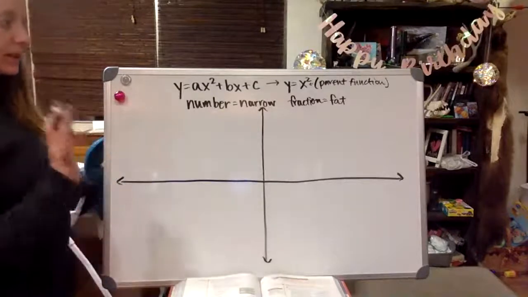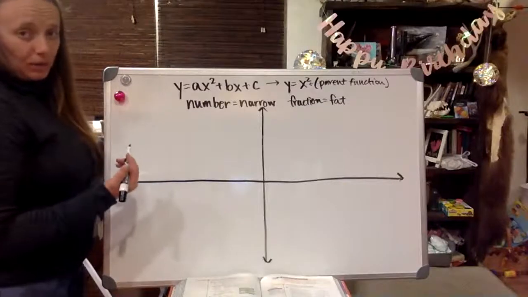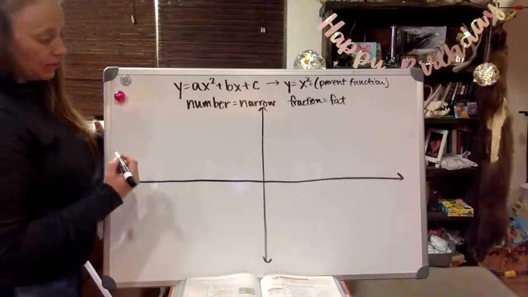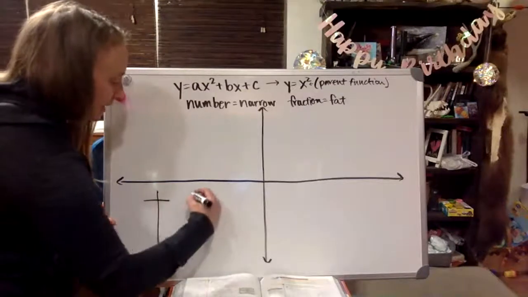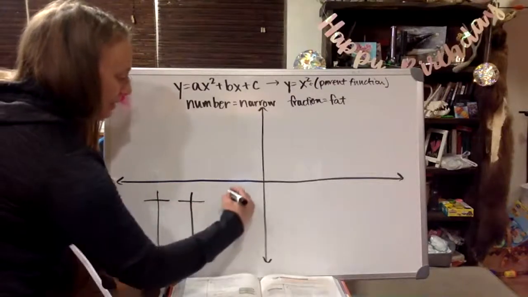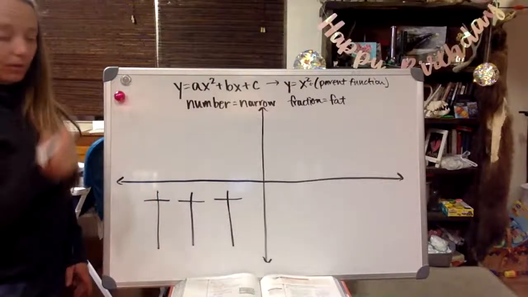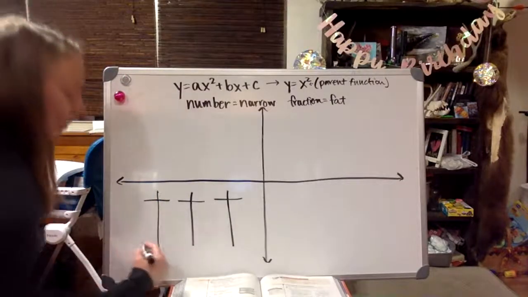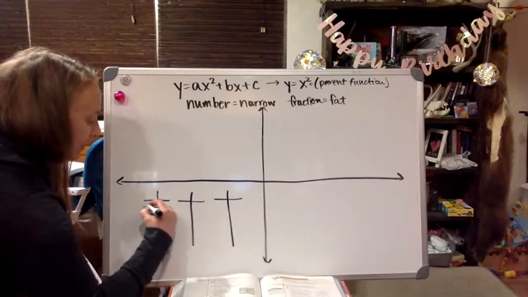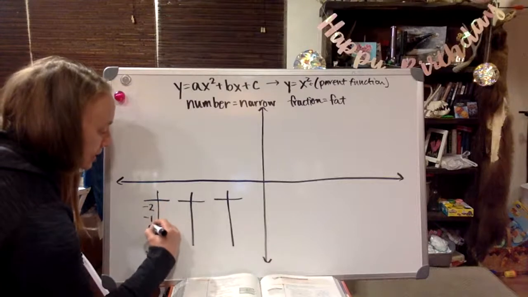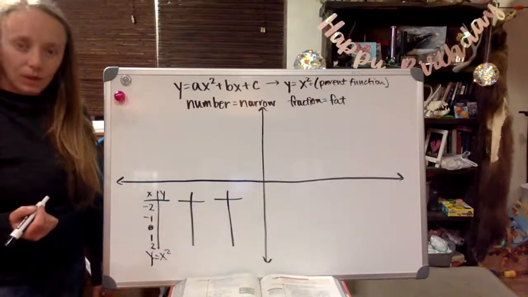So let's look at this. Let's understand this. Let's sort of figure this out. I'm going to first create 3 tables for you so you can really see this play out. I'm going to make these tables down here because I have the space, because none of these are going to be graphed down here. So we are first going to look at our parent function, y equals x squared. I have -2, -1, 0, 1, 2 for x values. I need to figure out what the corresponding y values are.